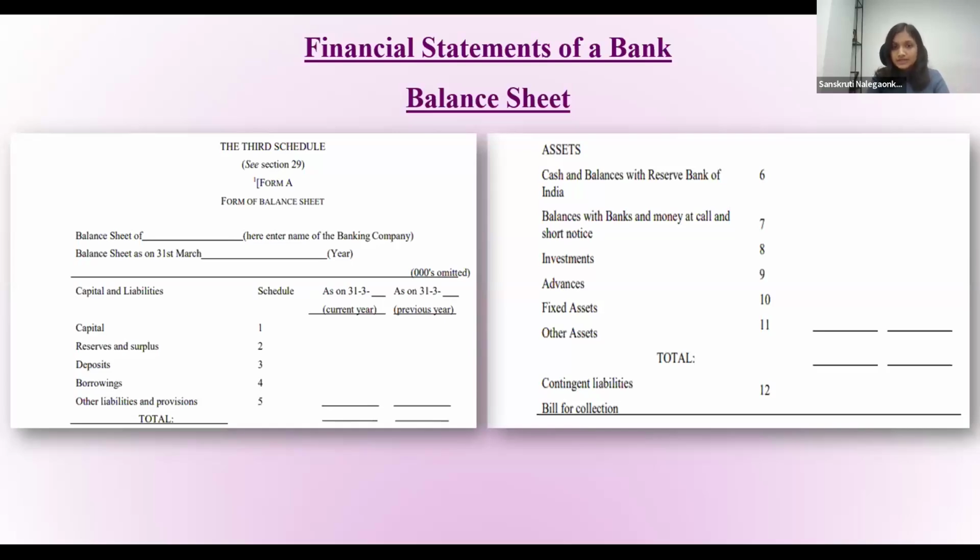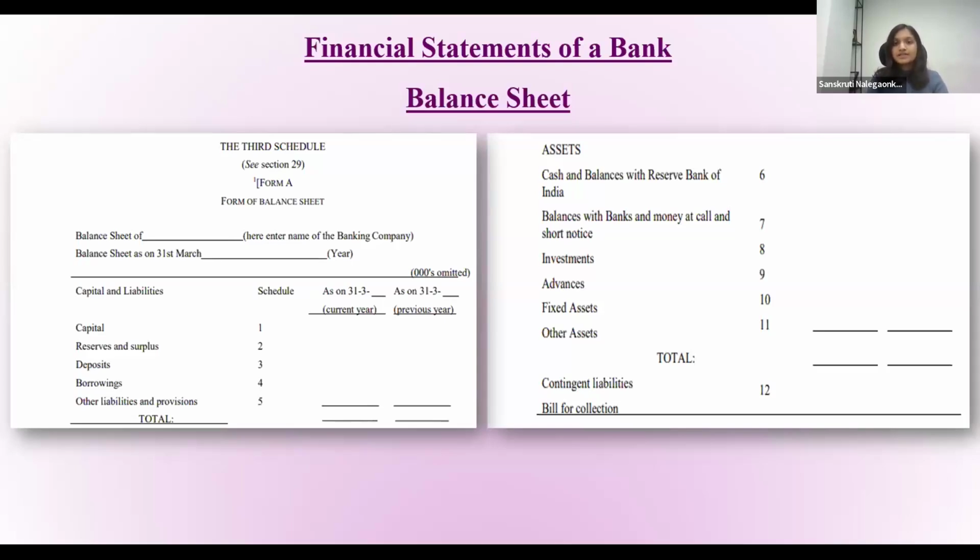Schedule 3 for deposits, which comprise current, savings, and fixed deposits. Schedule 4 for borrowings, including loans from RBI, interbank deposits, and foreign currency borrowings. Schedule 5 for other liabilities and provisions. Now let's move to the assets. Assets show how a bank deploys its funds through lending and investments. Here, Schedule 6 for cash and balances with RBI, which includes vault cash and CRR balances.